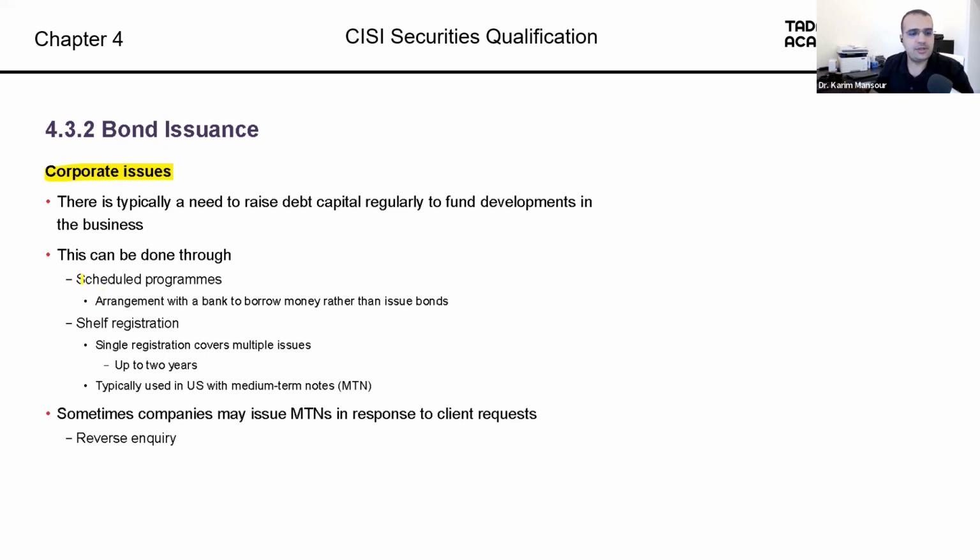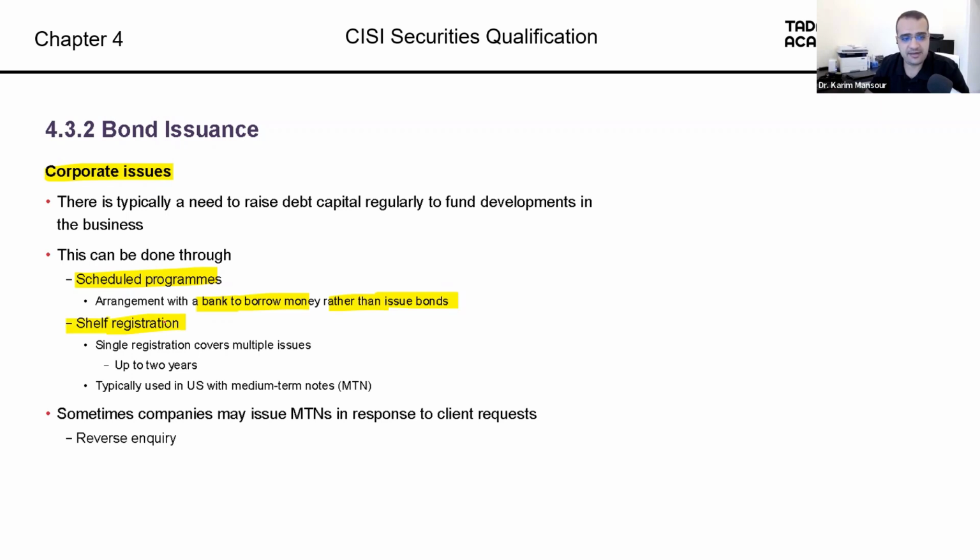So you can either do it through scheduled programs, where you can arrange with the bank to borrow money rather than issue bonds if you need debt. So you can speak with the bank, and the bank will finance you at $1 million every 6 months, for example. Or you can do something called a shelf registration. Again, this is something that was invented in the US. Every time a company wants to issue bonds, obviously they need to go to the regulator, they need to take approval from the regulator, there's a lot of paperwork, there's a lot of marketing and roadshow. It's a long process.